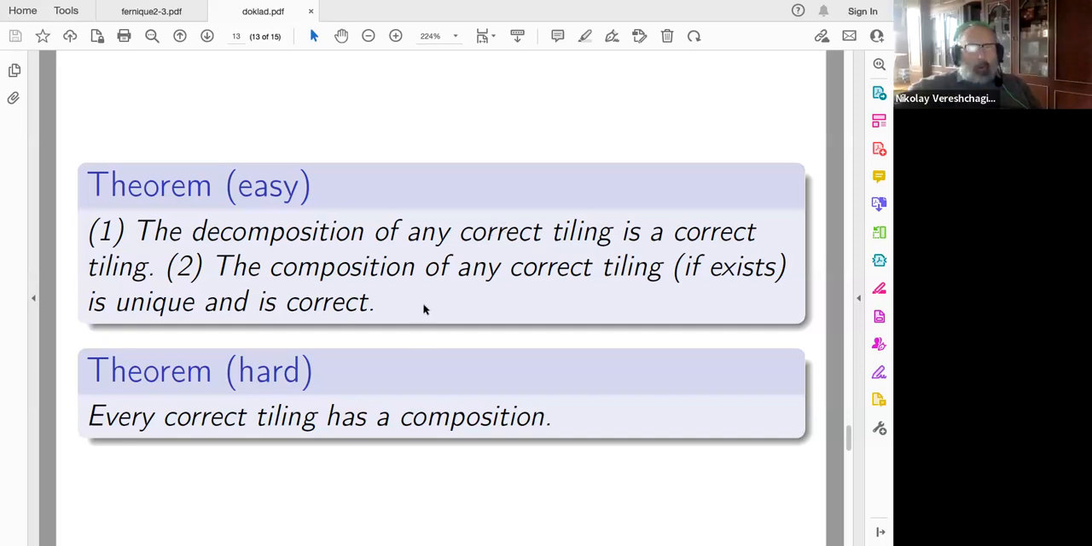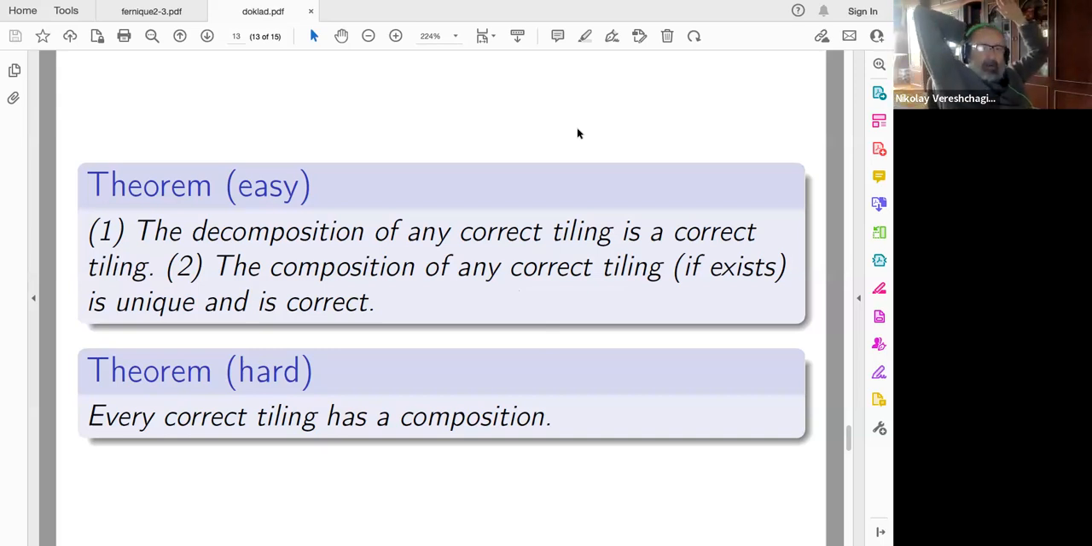Now, we also know that the composition of any correct tiling, if it exists, is unique and correct. So the only thing that we need to prove now is that there is such a composition. The second theorem states that every correct tiling has a composition. And that's the hard thing. And if we prove this hard theorem, then we are done.